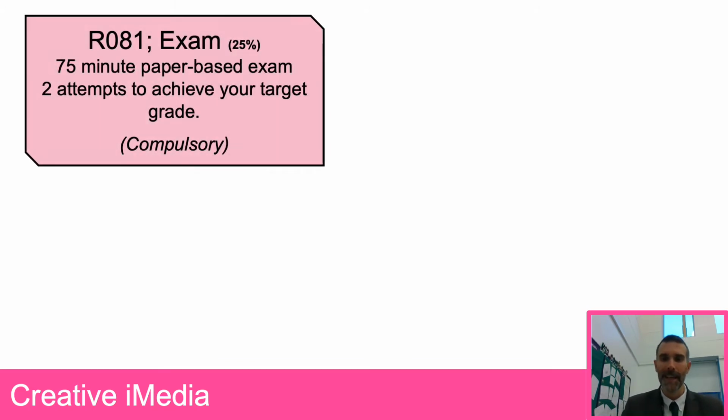The first part of the course that you do, which is worth 25%, is the exam. This is a 75-minute paper-based exam and the student, you, will get 2 attempts at this exam. You'll have 1 attempt at the end of Year 10 and another attempt at the end of Year 11. If you achieve your target grade at the end of Year 10, there's no need for you to have another attempt in the summer unless you wish to have another go.